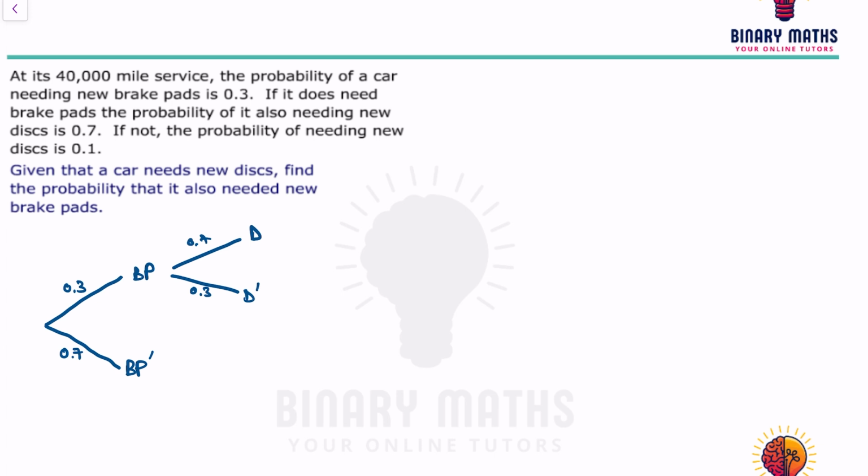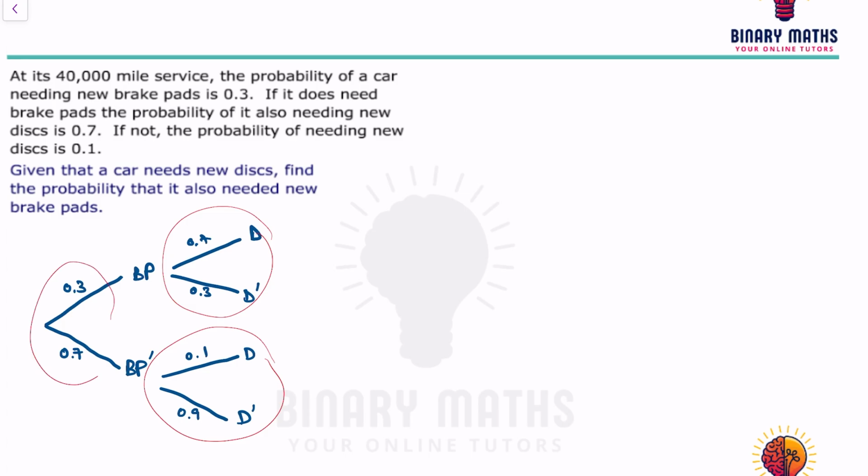If not, the probability of needing new disc is 0.1. So if it doesn't need a brake pad, the probability of getting a new disc is 0.1, which means not disc is 0.9, because each section has to add up to 1. Okay, given that the car needs discs, find the probability that it also needed new brake pads.